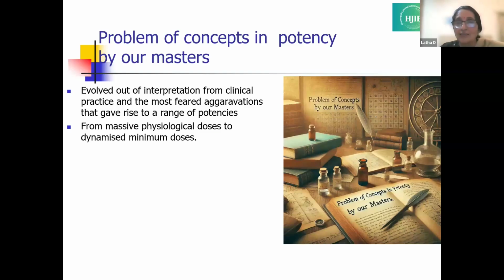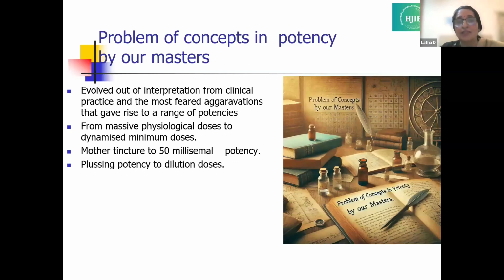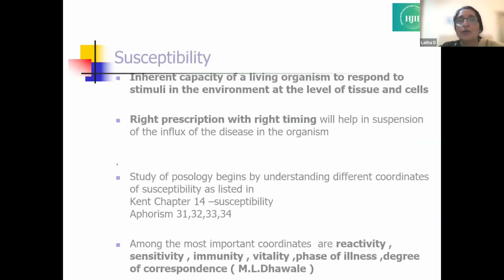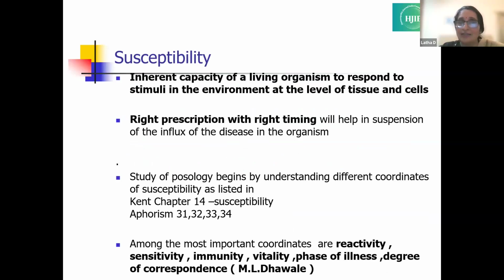So a range of potencies evolved from physiological to dynamized, and later on, Hahnemann introduced the 50 millesimal and the plussing potencies. So we have this range of potencies available to us. Decimal, centesimal, and millesimal is what we are all practicing with. In order to understand posology, the first concept that we need to identify is susceptibility. Because without susceptibility, we'll never be able to understand what potency choice we have to use or the repetition. Susceptibility, all of us know, is the inherent capacity of an individual to respond to a stimulus.